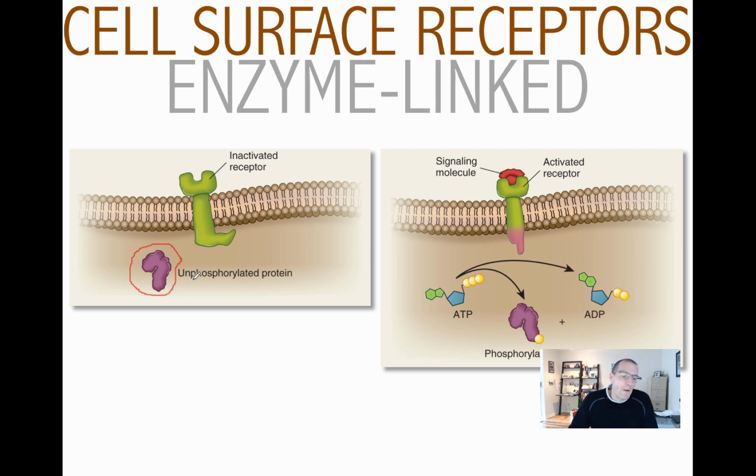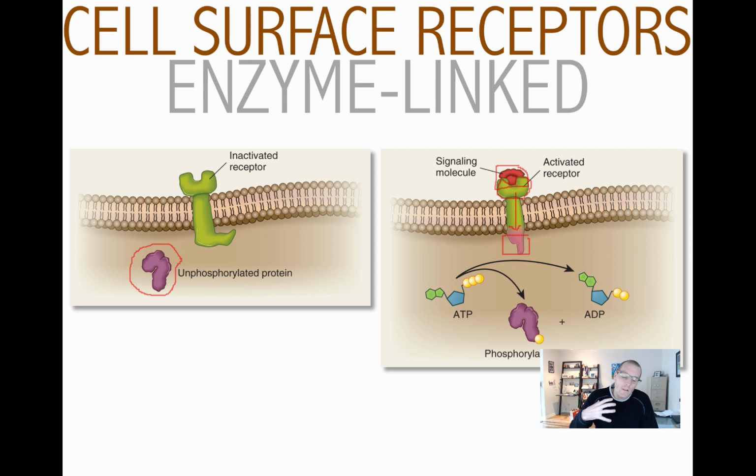So no receptor, and then this protein is said to be unphosphorylated. And what we're going to do in a moment is add a phosphate to it, and that will make it phosphorylated and turn it on. So along has come our signaling molecule, our ligand. It's bound to the extracellular ligand binding domain. That information has been transduced across the membrane to this kinase domain of the receptor.